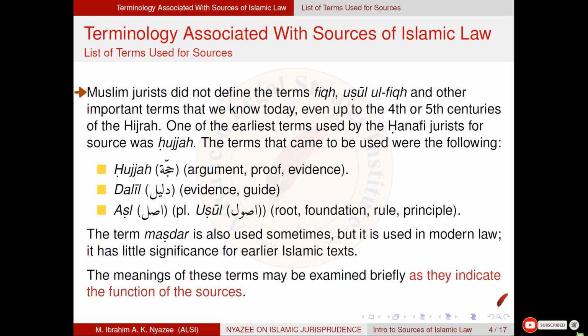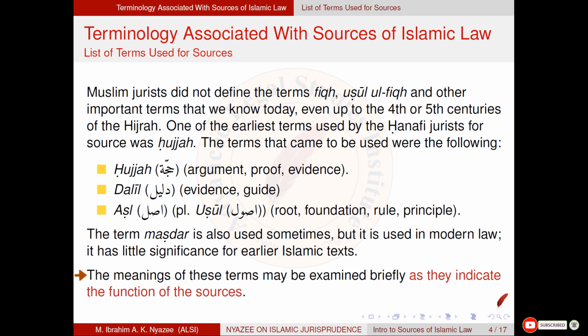Muslim jurists did not define the terms fiqh, Usul-ul-Fiqh, and other important terms that we know today, even up till the 4th or 5th centuries of the Hijrah. One of the earliest terms used by the Hanafi jurists for source was hujjah. The terms that came to be used were the following: hujjah, which is argument, proof, or evidence; dalil, which is evidence or guide; and asl, the plural for which is usul, which is known as the root, foundation, rule, or principle. The term masdar is also used sometimes, but it is used in modern law. It has little significance for earlier Islamic texts.